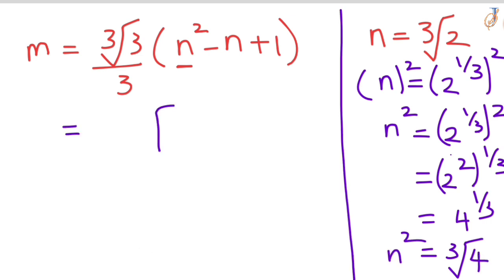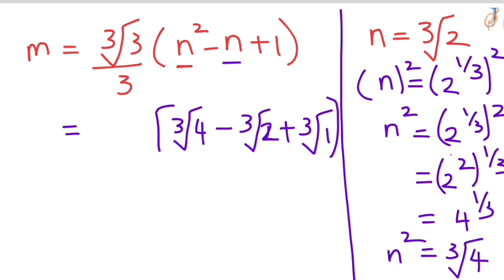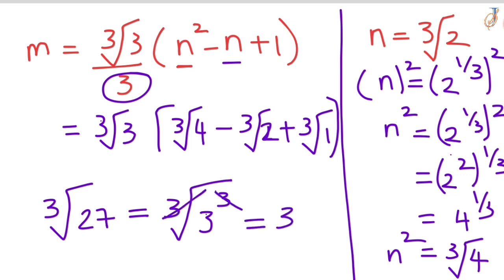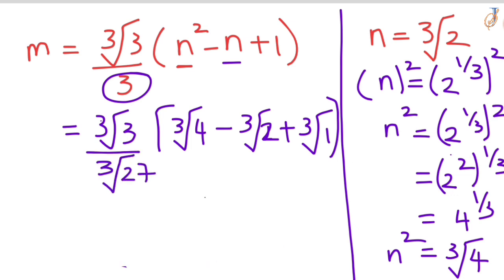So n^2, we can write this as cube root of 4, and then n value is cube root of 2, and this 1, we can write this as cube root of 1, it is same as 1 only. And we have cube root of 3. This 3, if you convert into cube root, we can write this as cube root of 27. Simplify this. Cube root of 27, which means we can write this as 3^3, and this cube and cube root get cancelled. You will get only 3. So instead of 3, we can write cube root of 27. So cube root of 3 upon cube root of 27.